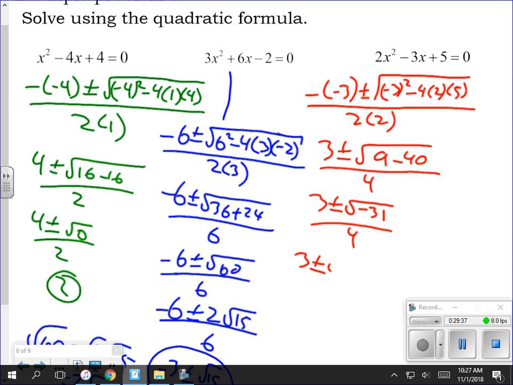3 plus or minus i root 31 over 4, and that's my answer because 31 is prime and thus not reducible. But I do have to pull out my i. If I've got a negative, pull out my i. So you can see why we skipped this section and did the last one, and then came back, so we could have i as part of our answers.